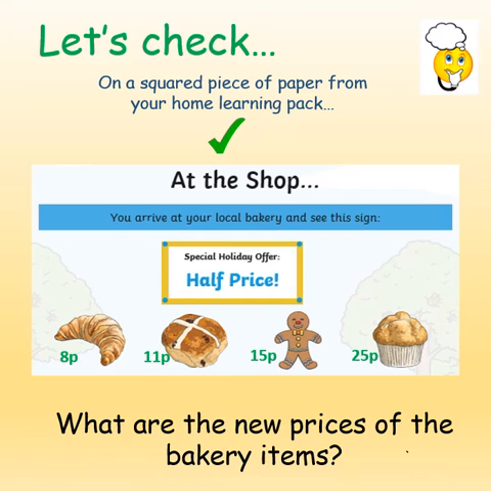Okay, let's check. You should have worked out that the croissant is now 8p, the hot cross bun is now 11p, the gingerbread man is now 15p, and the muffin is now 25p. Well done, everyone.